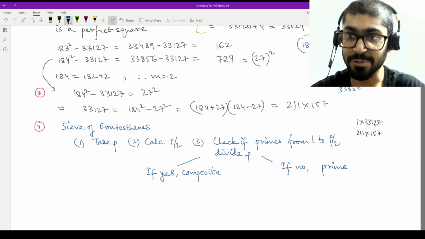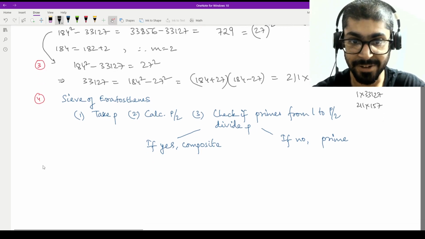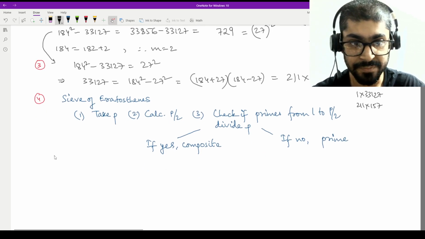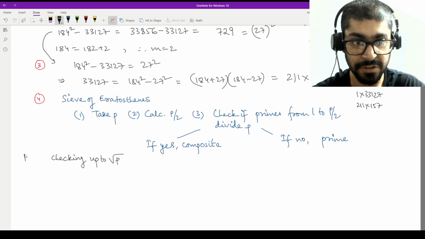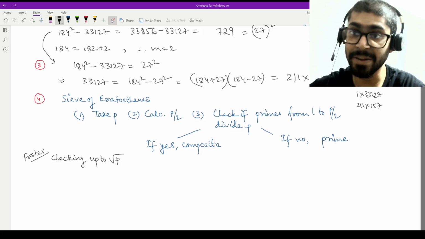But nowadays we have refined this method and we only check to near about root P. Alright, so this is the faster method for computation. We can check up to root P. So checking up to root P, this is faster because you have to check less numbers, right? Because the difference between P by 2 and root P will increase as P increases.